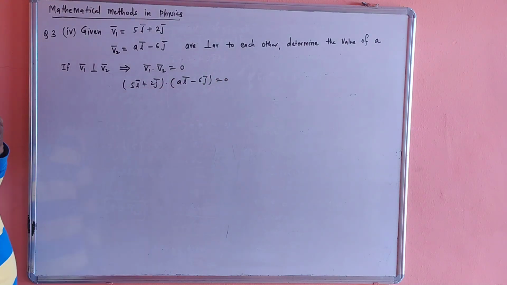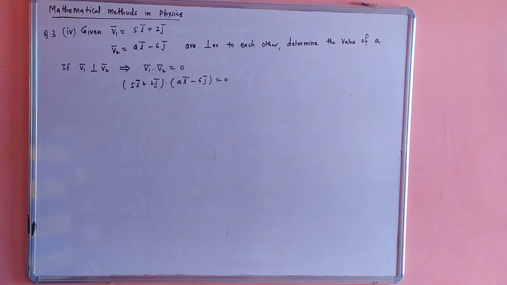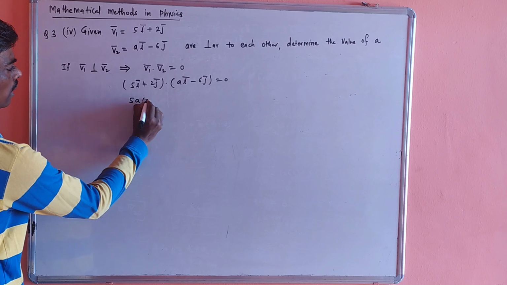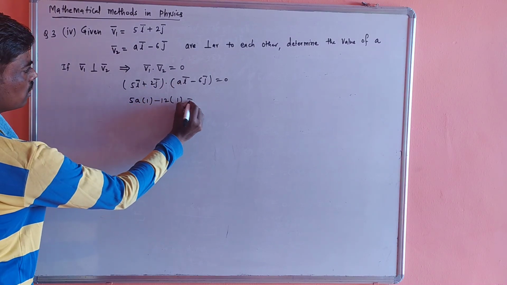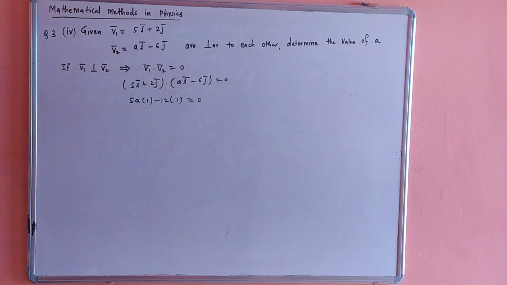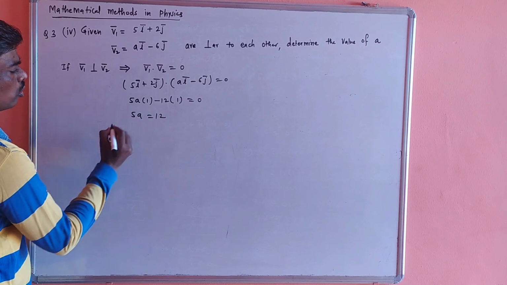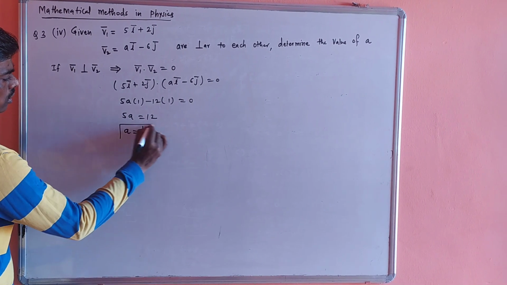So i dot i is 1 and j dot j is 1. The remaining dot products of two different unit vectors are 0. So i dot i is 1, it becomes 5a into 1. Then minus 12 j dot j, which is 1, is equal to 0. So 5a is equal to 12. Therefore a is equal to 12 by 5. This is your answer.